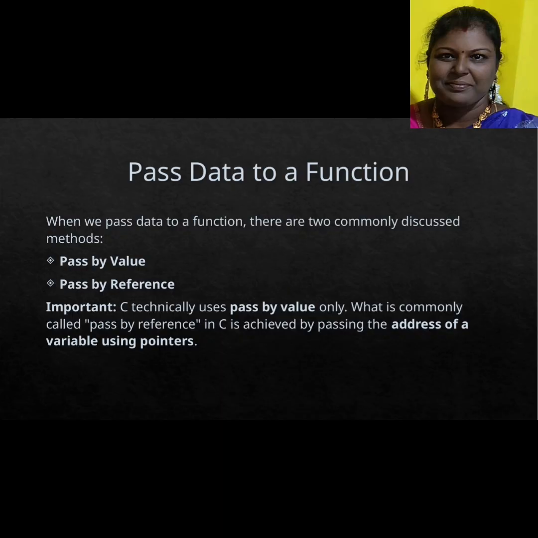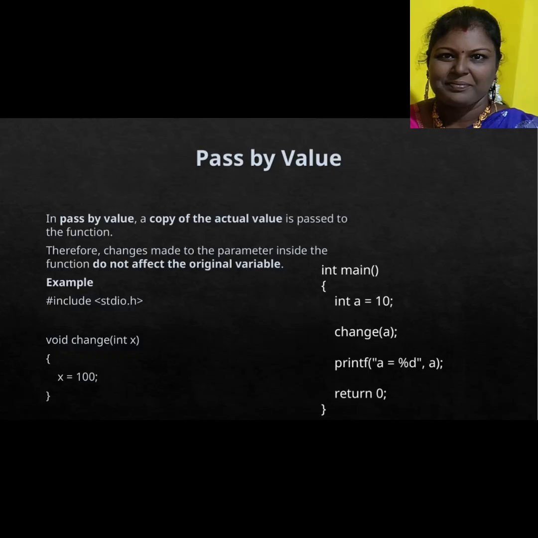Here's a simple example of pass by value in C. We start with a variable, a, set to 10. Then we call a function, change, passing a as an argument. Inside the function, the parameter gets a copy of a's value. When x changes to 100, it only affects that copy. The original variable stays the same. This shows that with pass by value, modifications inside the function don't impact the variable outside. It's a fundamental concept for understanding how data moves in functions.